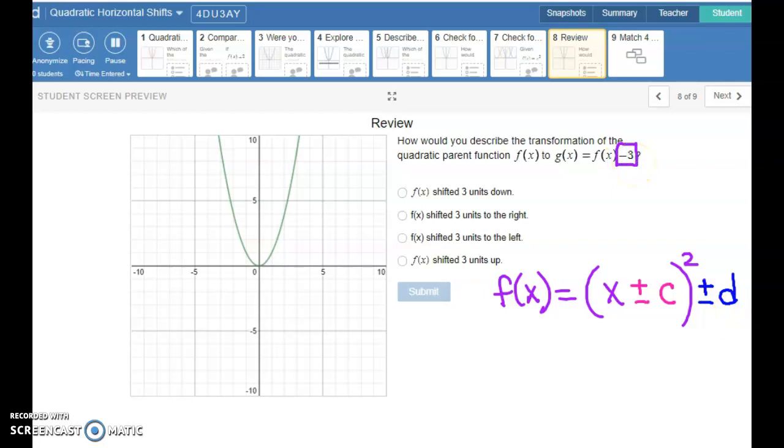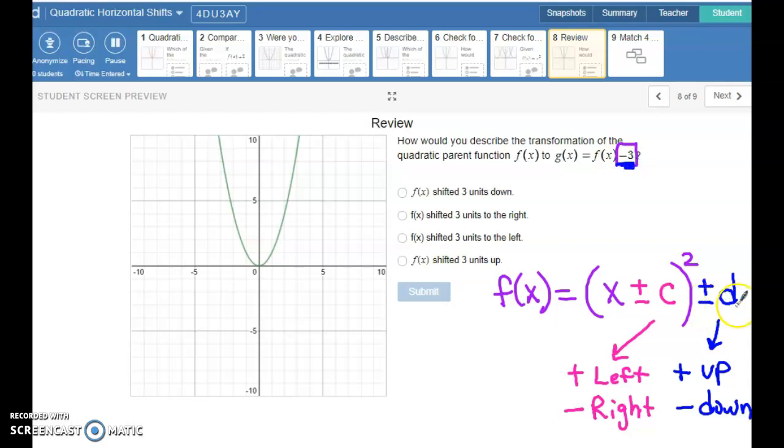And what did we say? So the c, this one goes, if it's positive, it goes to the left. And if it's negative, if it's minus, it goes to the right. Whatever that number is. Okay? So write it down. And then the d, if it's positive, it goes up. And if it's minus, it goes down. So this one was a minus, and it's outside the parentheses. So that means it went down 3.